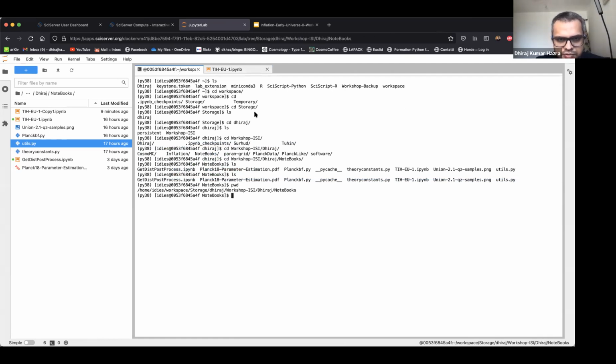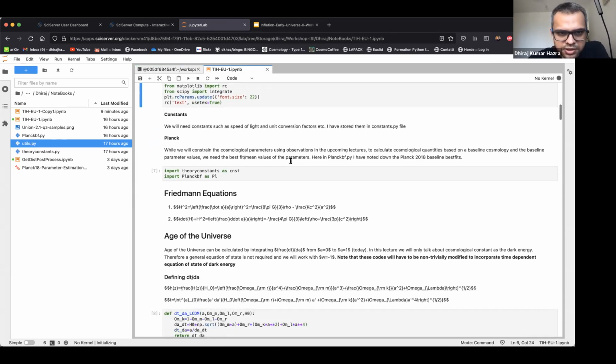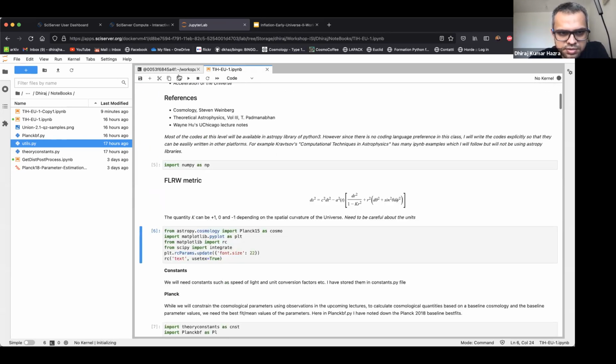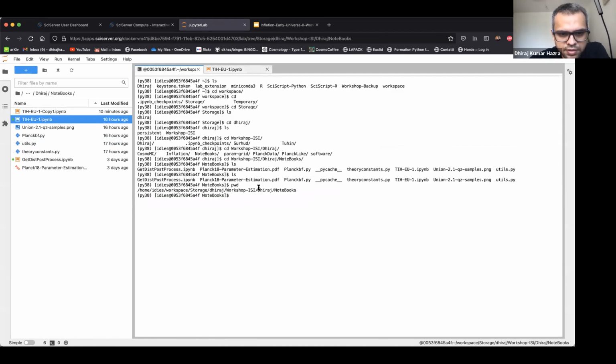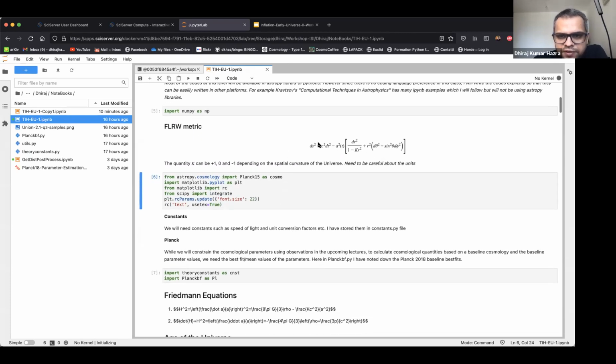Oh, wow. ls is not working. Okay, good. Okay, one good thing is that we have everything computed in the notebook. Well, so the FRW metric is this one. As you can see, the quantity K can be plus one, zero, or minus one.